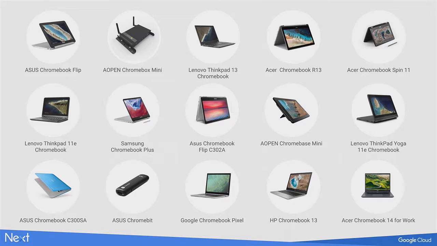If you're not familiar with it, there is also a whole range of form factors. Not only do you have clamshells, you also have reversible or convertible devices. You also have signage devices, like the AOPEN Chromebox Mini, and the ASUS Chromebit, which is the stick itself. Last year, we also launched several devices specifically for work. We have the HP Chromebook 13, the Lenovo ThinkPad 13, and the Acer Chromebook 14. There's a lot of variety to choose from, depending on your application and use case.